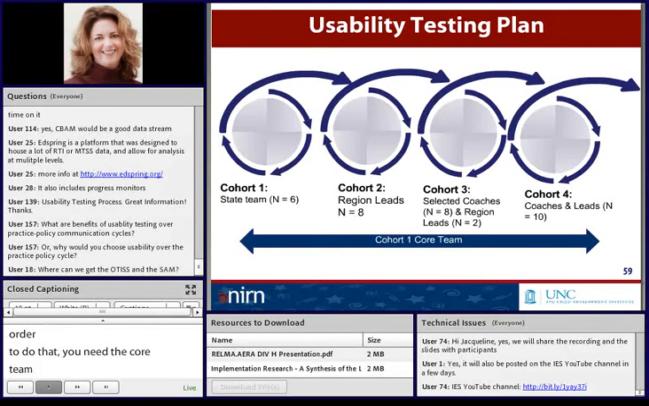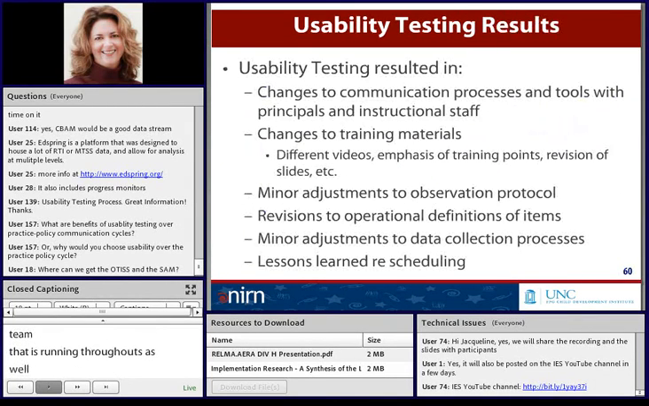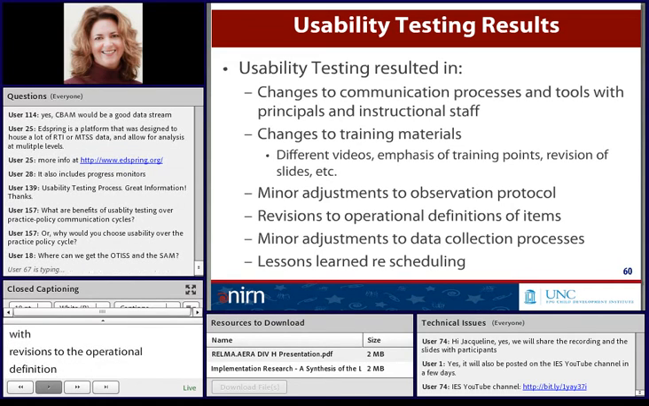So that was identified. So what did we find when we engaged in this? Well, we did some really rapid cycle problem solving when we hit upon the communication of the purpose of the tool, the introduction of it, and the orientation of staff to it. So we made some changes to the communication processes and the materials there. We made some changes to the training materials. We identified different videos, emphasis of different training points, reviewed slides. We made some minor adjustments to the observation protocol. It ended up informing the tool itself with revisions to the operational definitions, as well as some minor tweaks and adjustments to the data collection process.